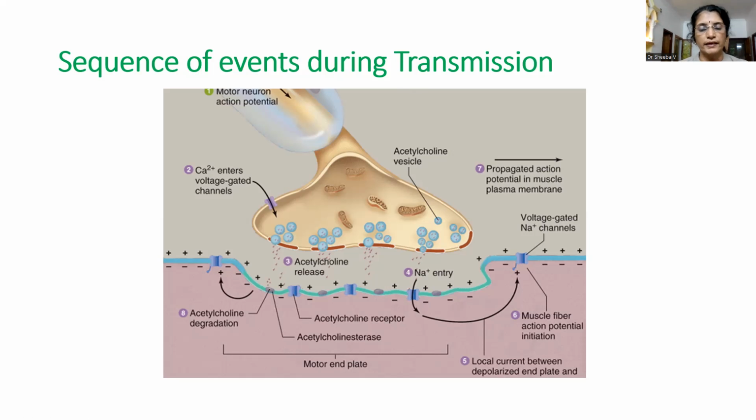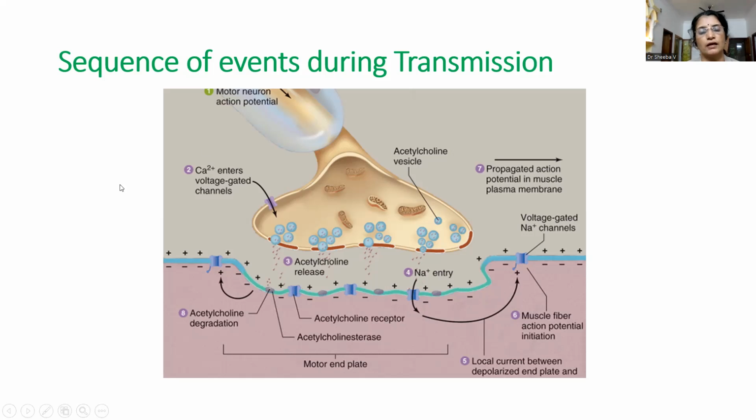This acetylcholine in turn binds to the postsynaptic acetylcholine receptor. This causes the opening of the sodium-potassium channel, and sodium influx occurs. Here you can see the sodium influx. Thus, the action potential is transmitted to the muscle, and the neuromuscular transmission occurs.